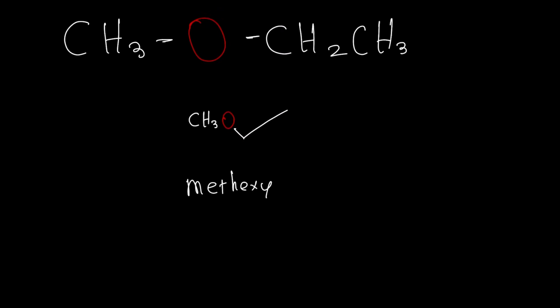And here in the longest chain, we have two carbons, which corresponds to ethane. And you don't need to put a number for this, because it's always going to be on number one. If you put it on the other one, you're going to count the other way. So it's going to be methoxyethane for this first example.